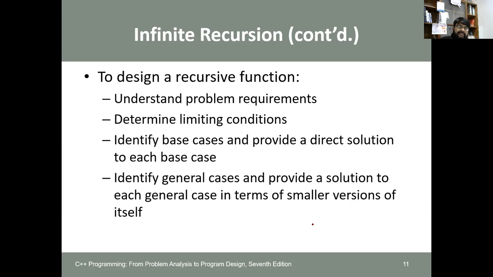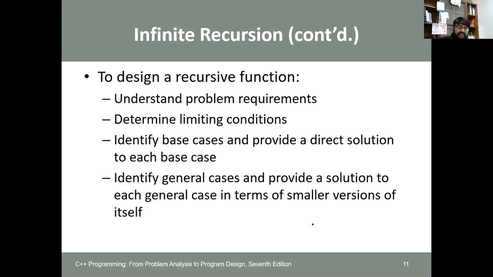The next step here is that we need to identify the base case and provide a direct solution to each base case. So the base cases that I can identify for the factorial problem are 1 factorial and 0 factorial, right? For both of them, the answer is 1. And since we know that if we get a positive integer, we'll ultimately want to reduce it to 1 factorial or 0 factorial, and finally we'll have our answer.